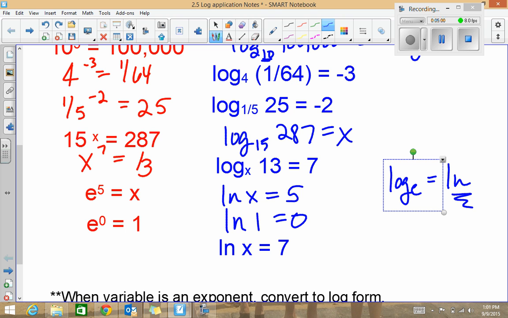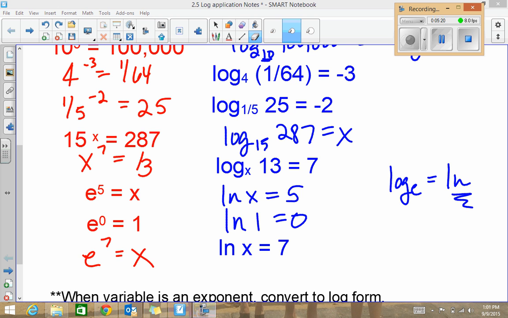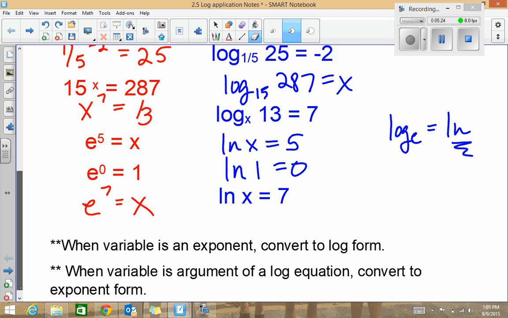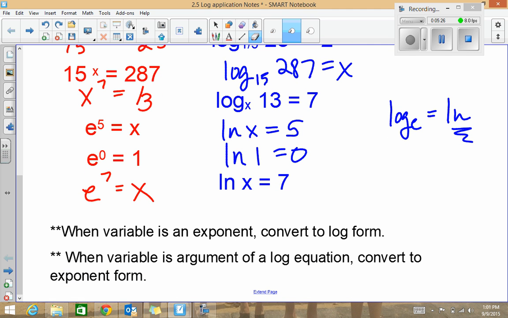Okay, and last example, to go from natural log to exponents. Again, when we have a natural log, that means we're dealing with the base of e, so this would be e to the 7th equals x. Okay, so again, the main reason we're looking at these different conversions is to be able to solve equations easier.